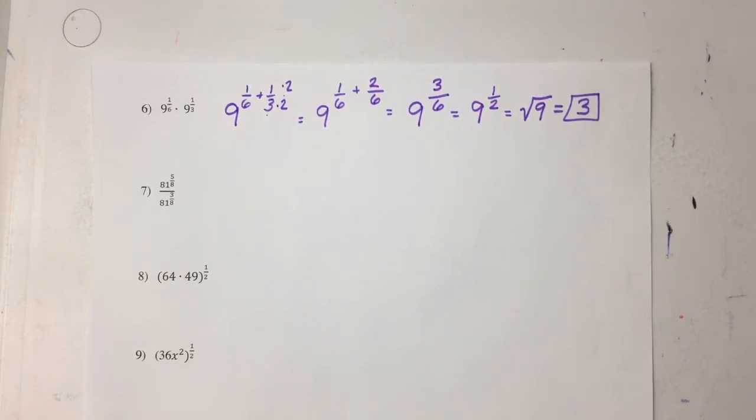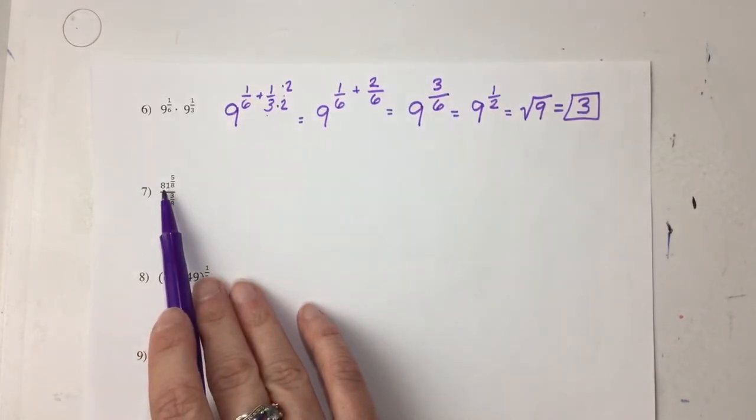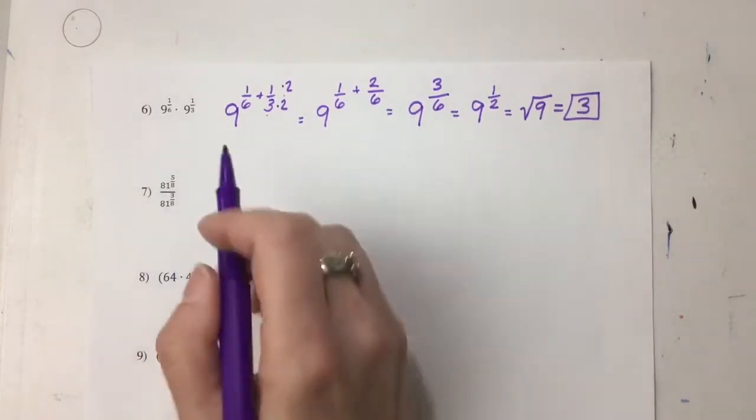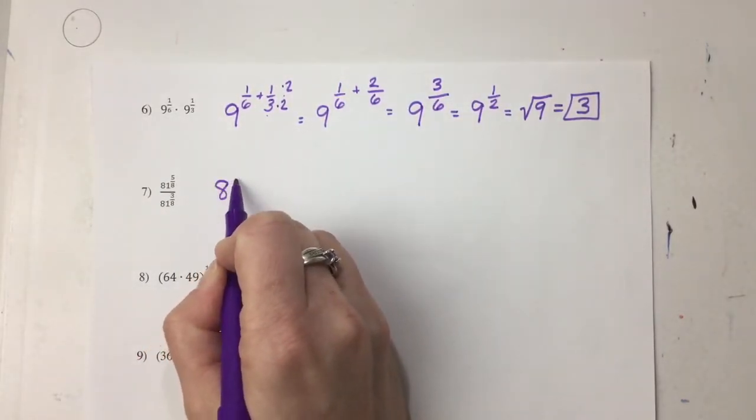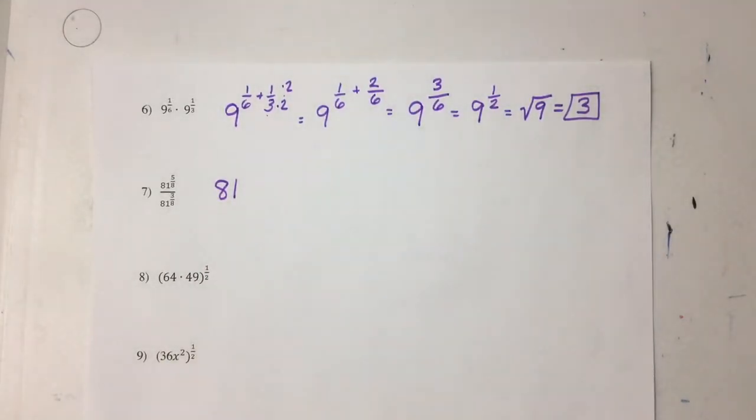They're still around today. Number 7, you cannot have 81 as a base on both top and bottom. So what you have to do is write the 81 once.